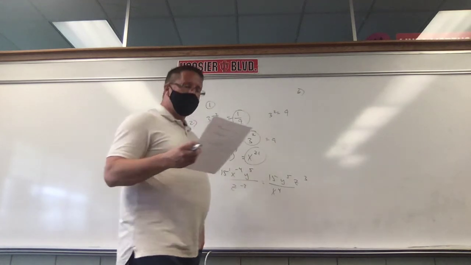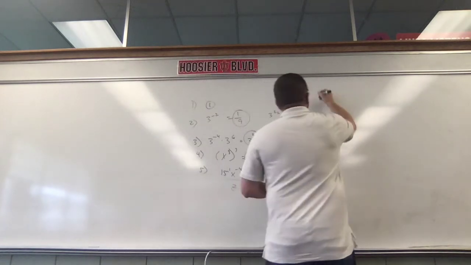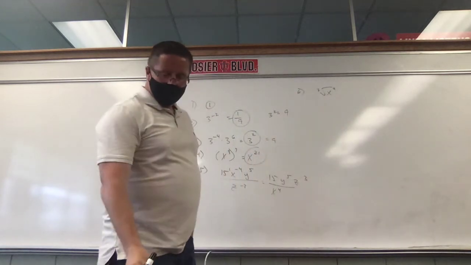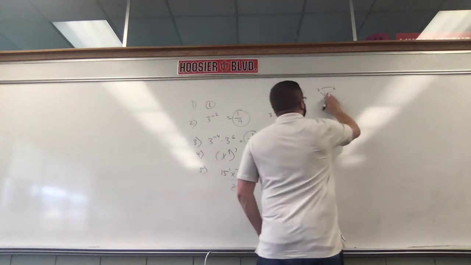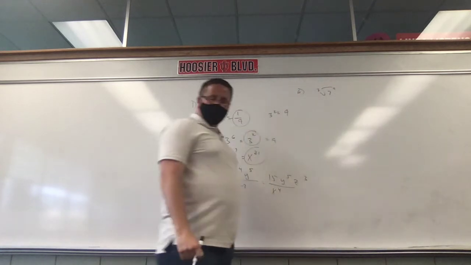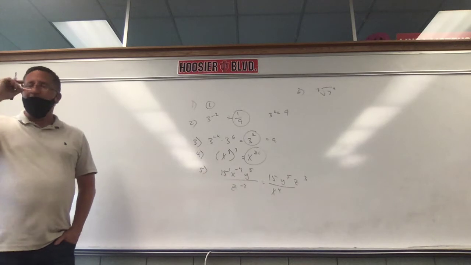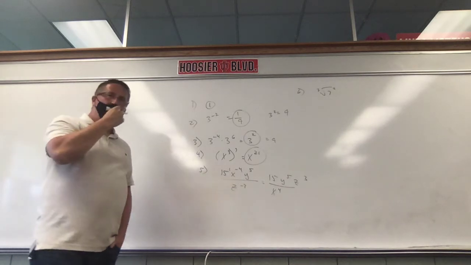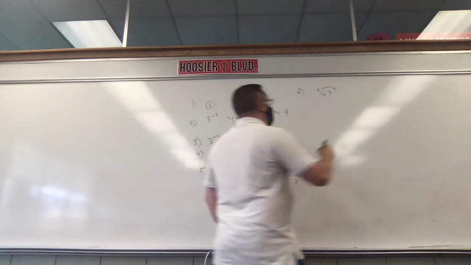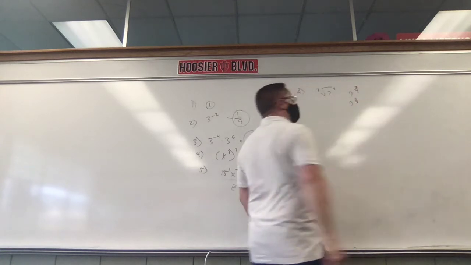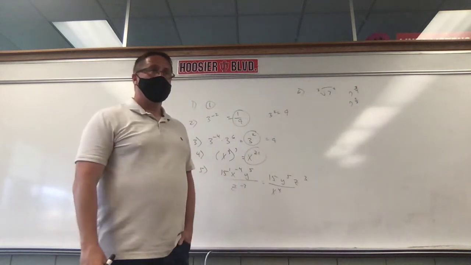Number 6, rewrite without radicals. Okay? If you remember, there's a very simple way of doing this one. The cube root of 7 to the 4th power. To write this without radicals, I'm going to tell you right now, there's 2 popular wrong answers. One of them is 7 to the 3/4, another one is 7 to the 4/3. One of those is right. 7 to the 4/3.